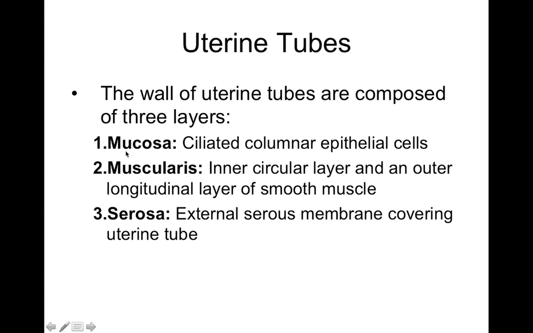In the wall of the uterine tube, we have our mucosa, which is a ciliated columnar epithelium. The cilia actually help wave that secondary oocyte towards the uterus. We have a muscularis, which is deeper. It's a layer of smooth muscle that's involved with peristaltic waves of contraction. And then we have an outer layer of serosa, which is an external serous membrane covering along the uterine tube that helps prevent frictional damage to the uterine tube.